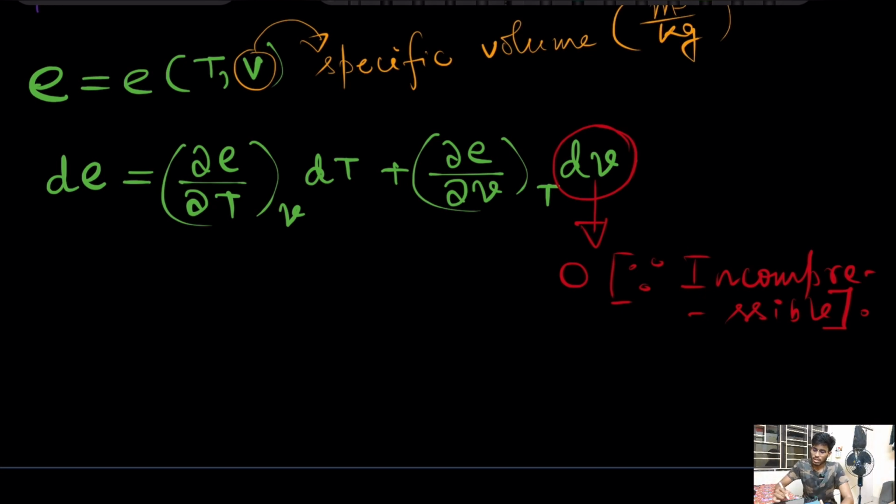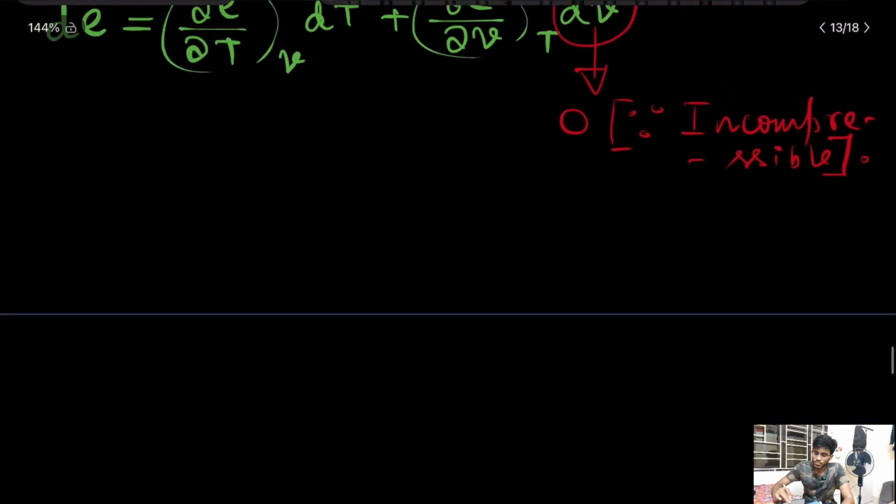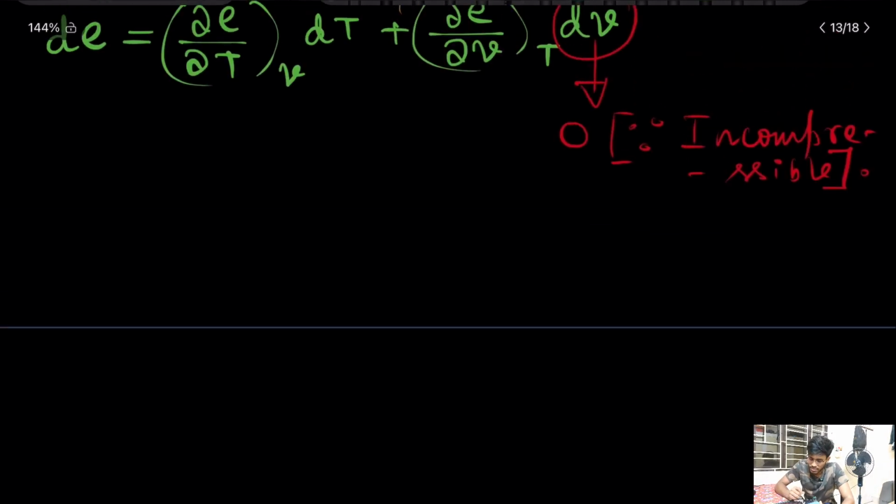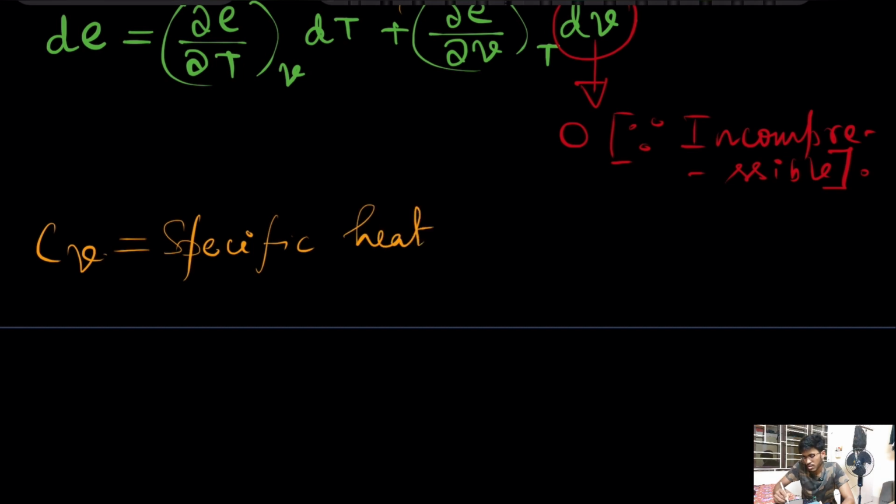So this term is not there anymore, it is 0. Then I have this one, right? So what is this? Let me introduce you to the concept of the specific heat, Cv, the specific heat at constant volume, of a gas.